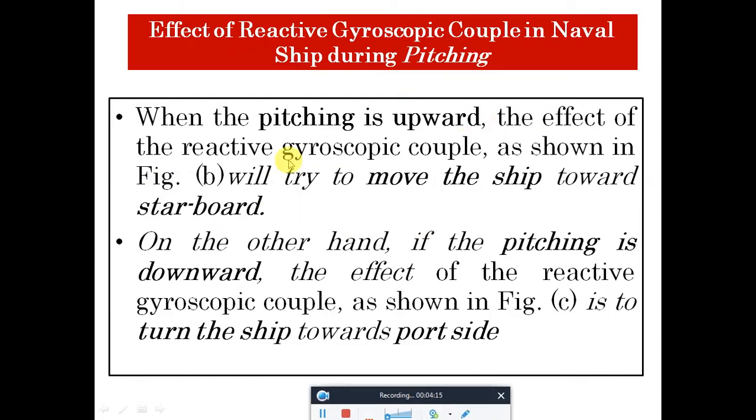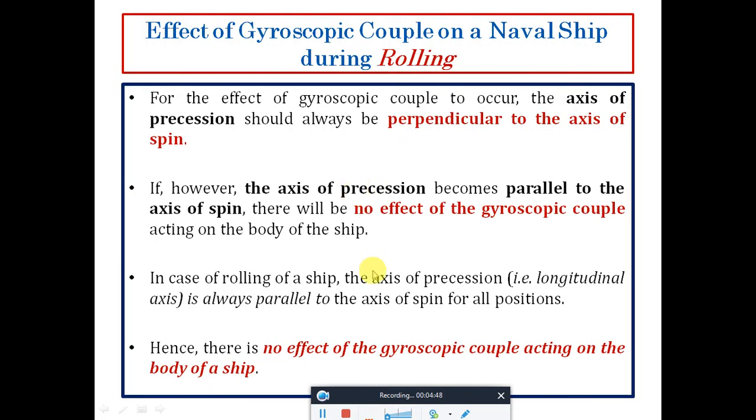When the pitching is upward, the effect of the reactive gyroscopic couple will try to move the ship towards starboard. On the other hand, if the pitching is downward, the effect of the reactive gyroscopic couple is to turn the ship towards the port side. Viewing from the stern, the left side is port and the right side is starboard. So pitching upward will move the ship towards the right when you view from the stern. That is what you have to understand.